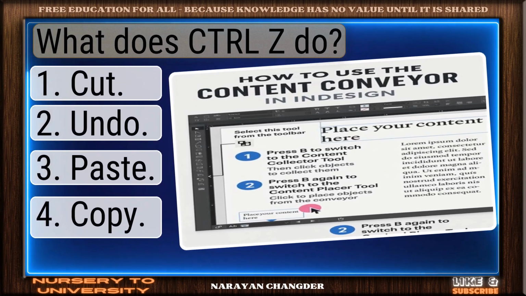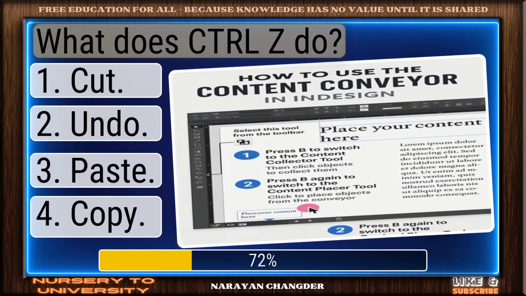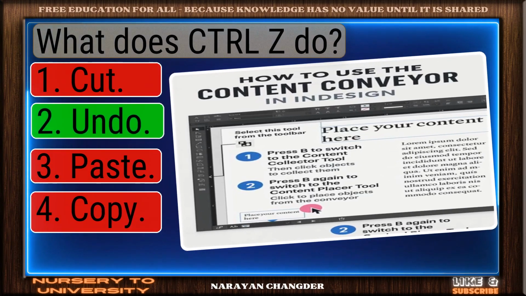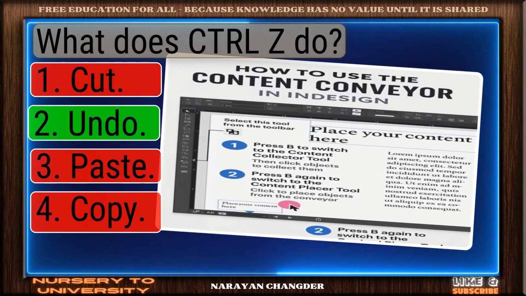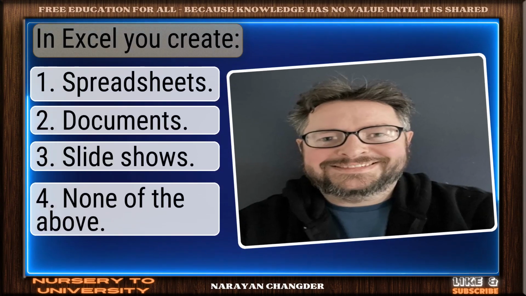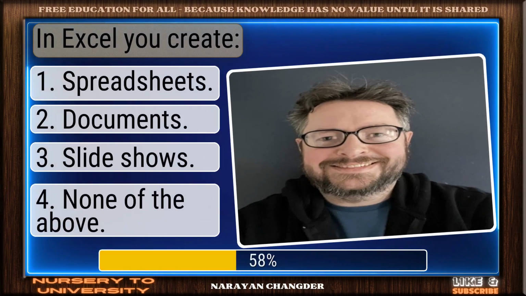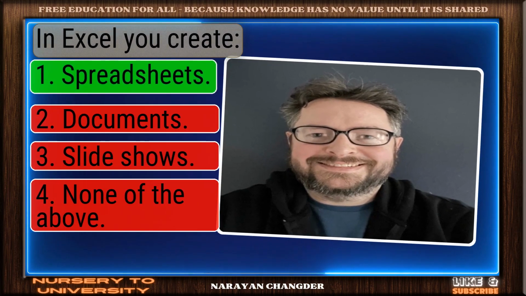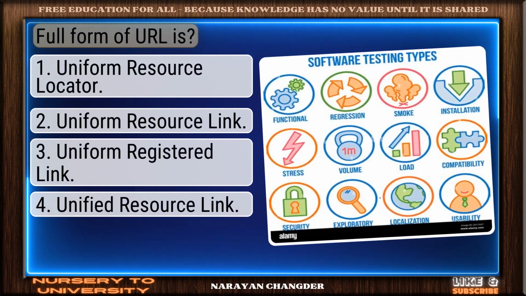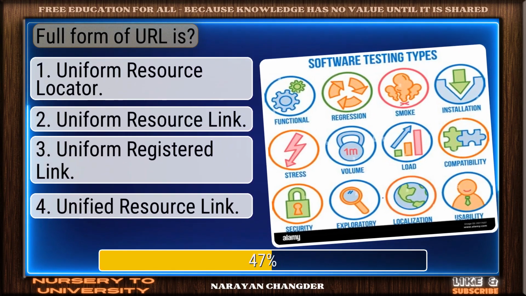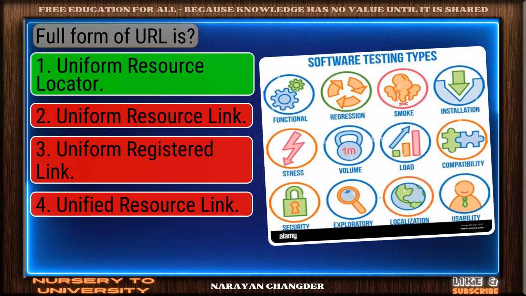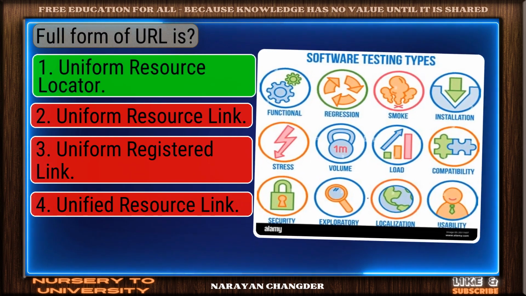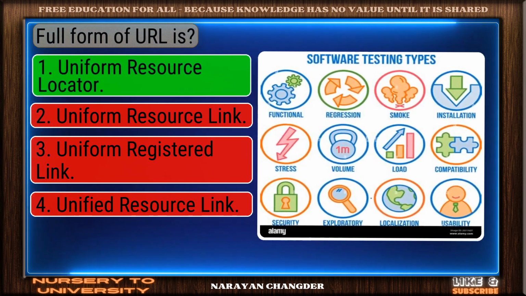What does Ctrl-Z do? Strong choice. Undo is the right answer. In Excel, you create. Well reasoned. Spreadsheets is the correct choice. Full form of URL is. Nicely done. Uniform resource locator is a solid answer.